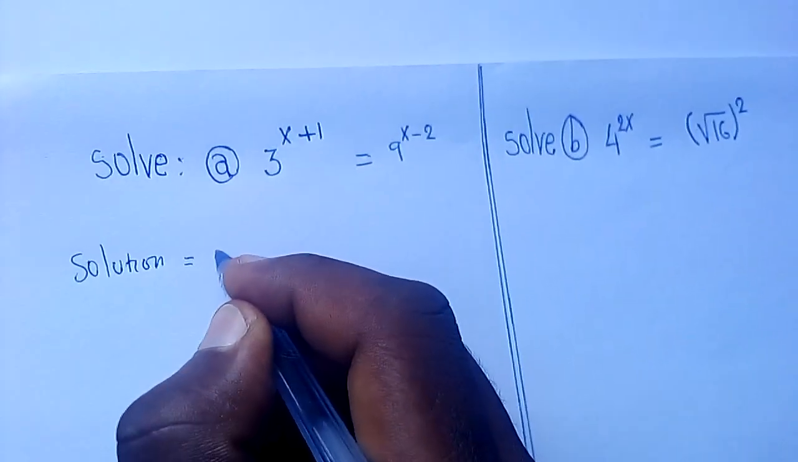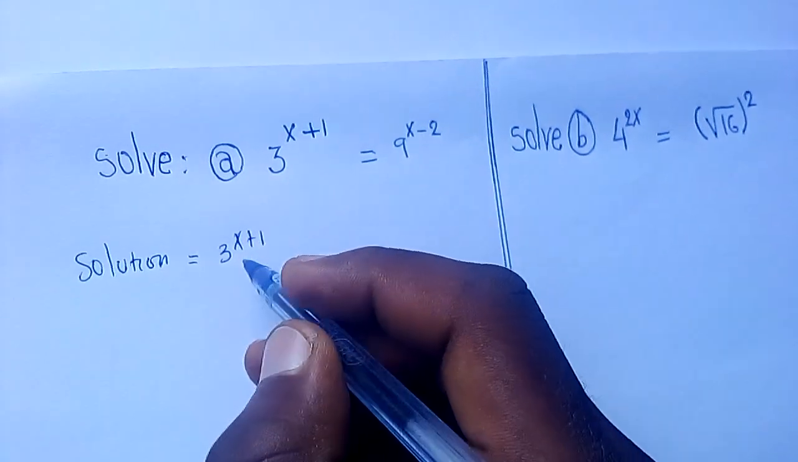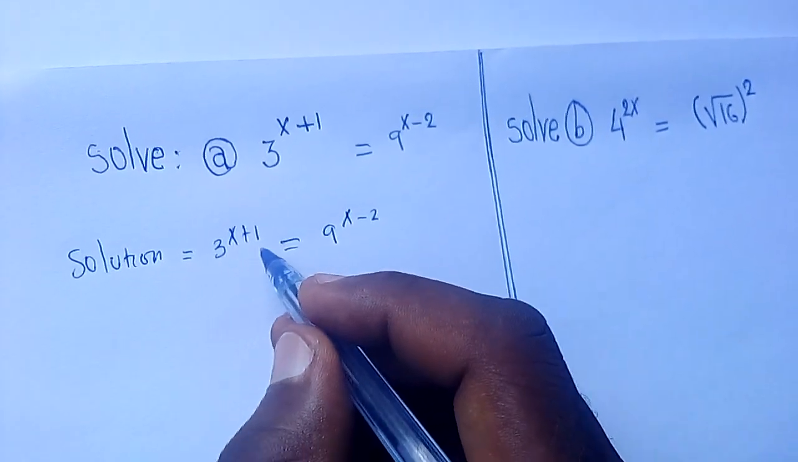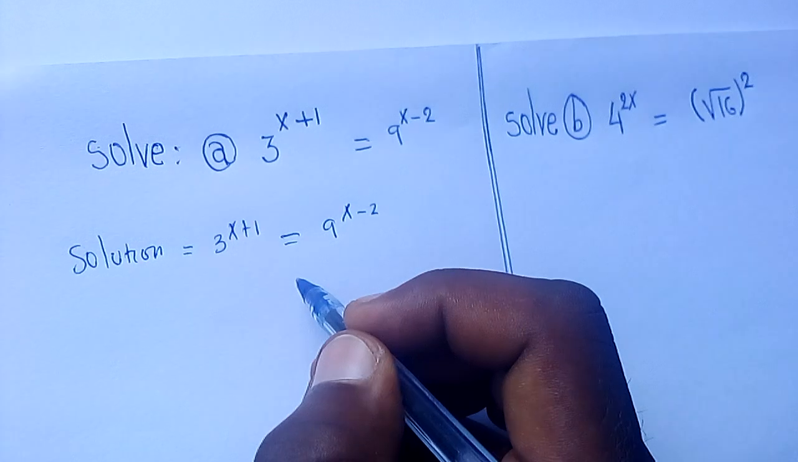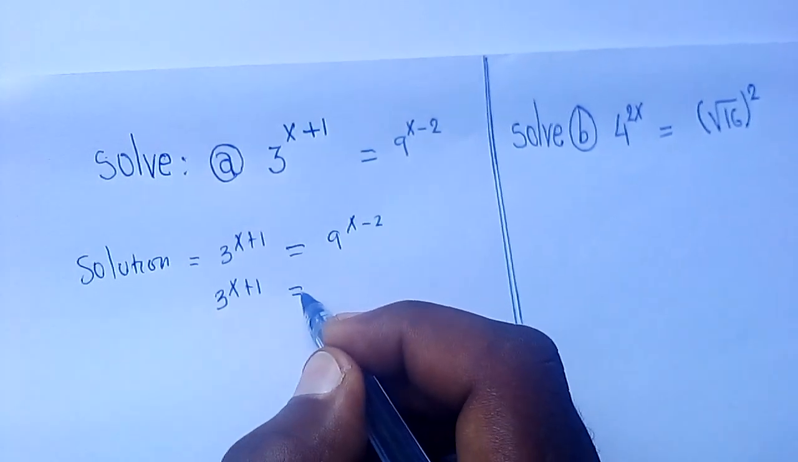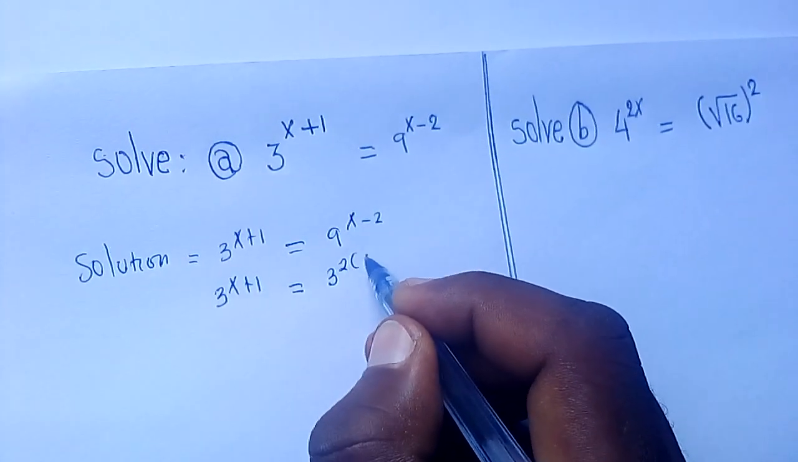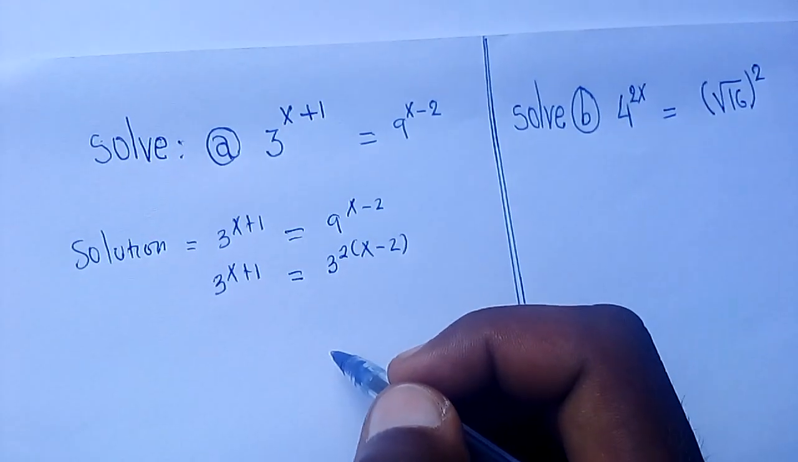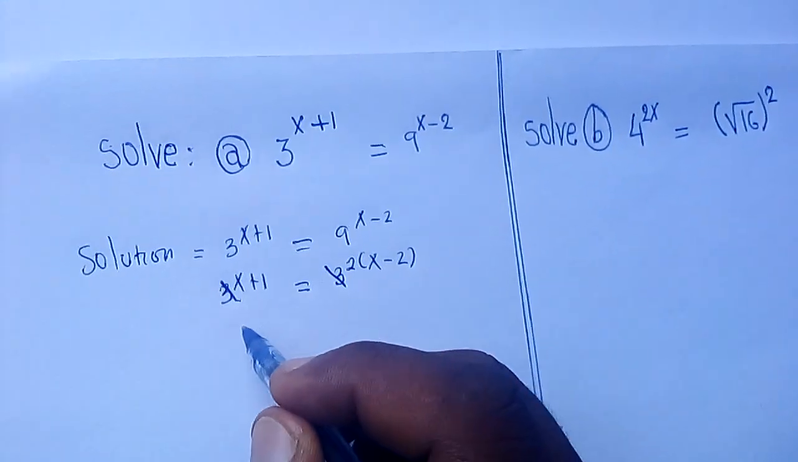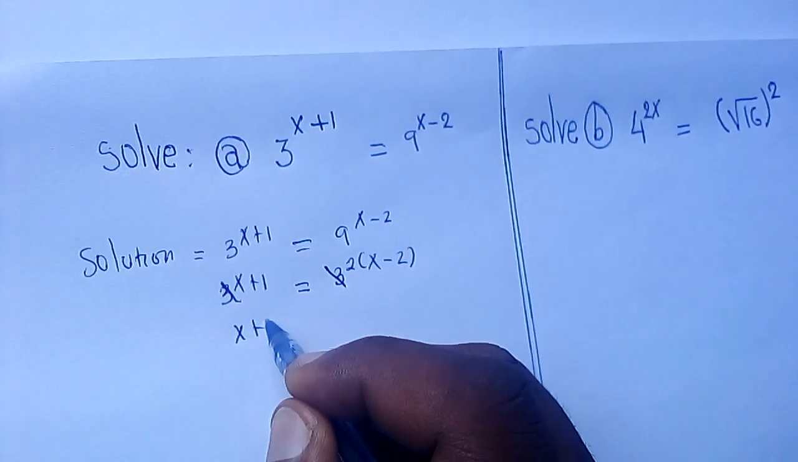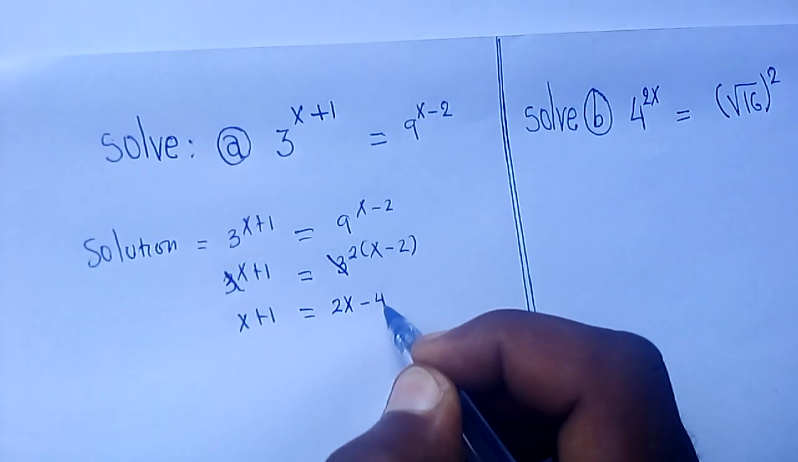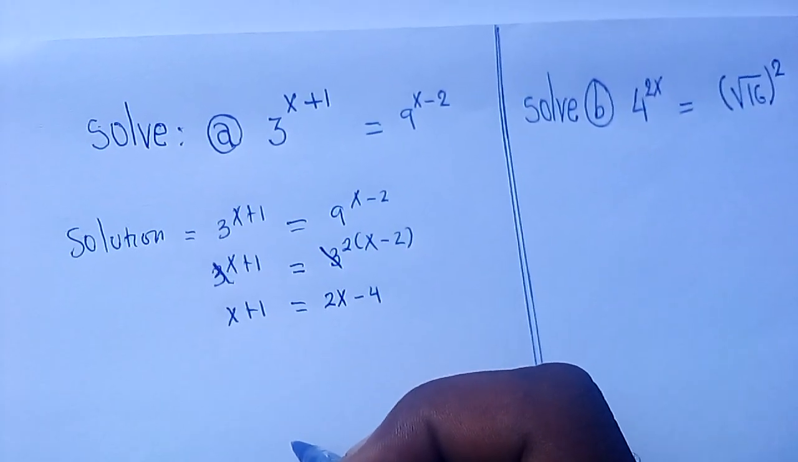Now this is 3^(x+1), which will be equal to 9^(x-2). We are going to factorize this 9 to convert it into powers. Then we have 3^(x+1) equal to 3^(2(x-2)). Once they have the same bases, we cancel the 3s, and we remain with x + 1 equal to 2x - 4.